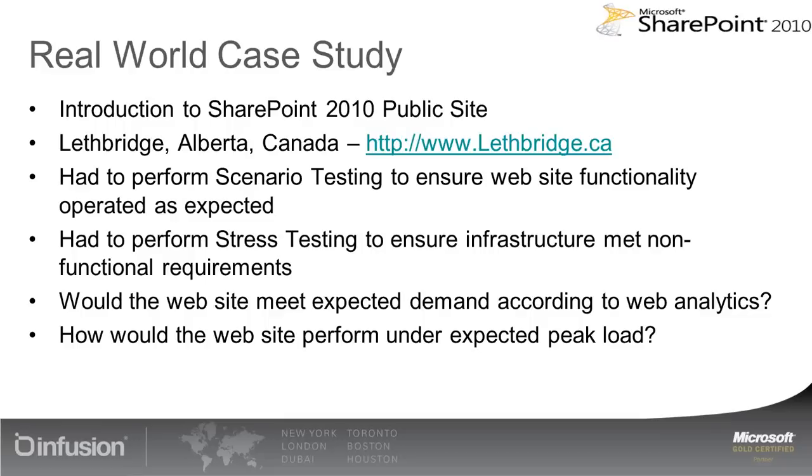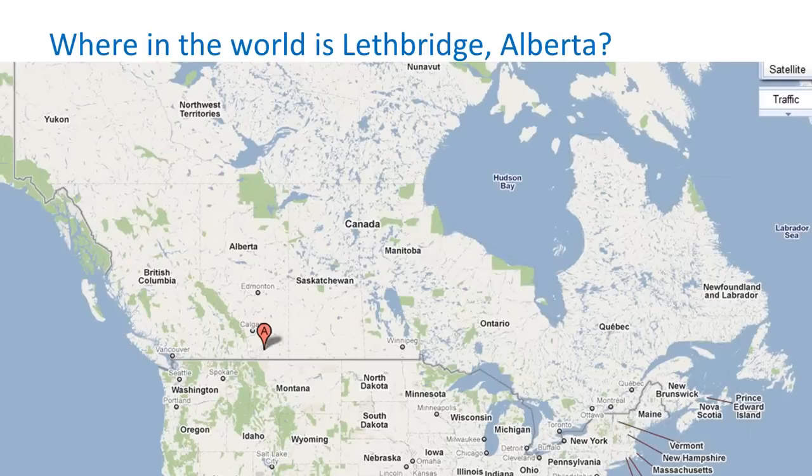And then, according to their experience with their web analytics from their previous site, they wanted to know how would the website perform given the set of web analytics and usage that they expected. And then they wanted to know, well, what's the peak load, so that we can judge the capacity and we know what our server can take and when we may need to increase that. Where's Lethbridge? Well, if you look at a map of Canada here, it is just south of Calgary in Alberta, so just towards the border there.